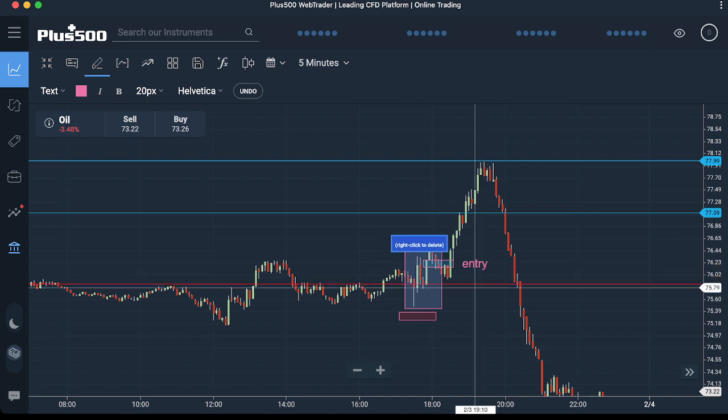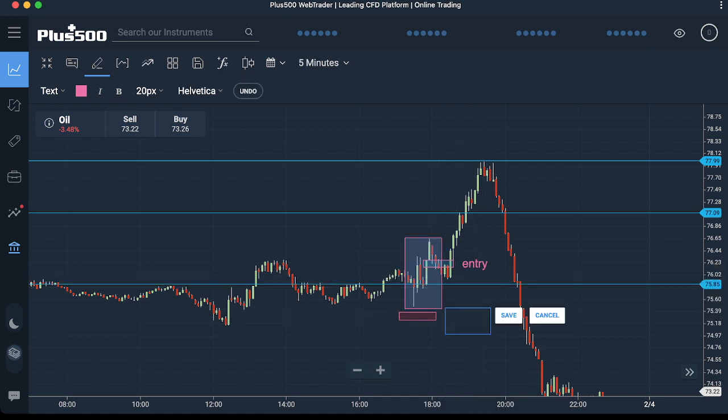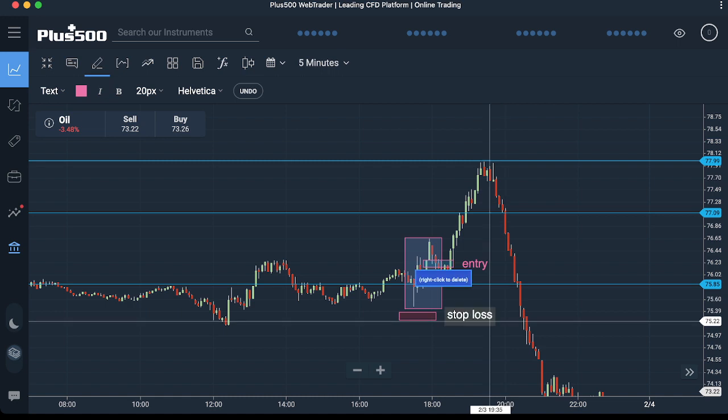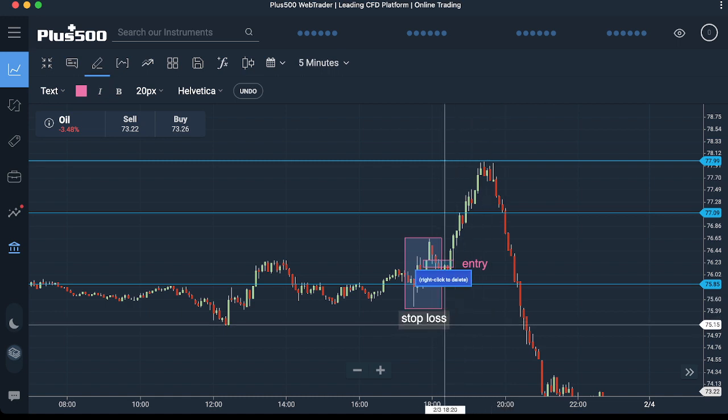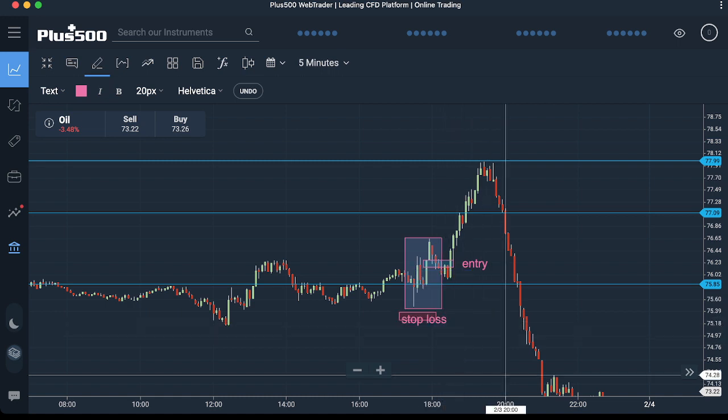And this is the stop loss range. And now, so this is the stop loss. And now we want to set the target profit.